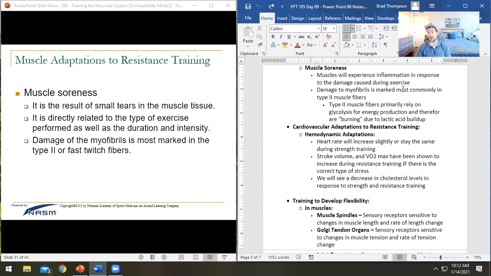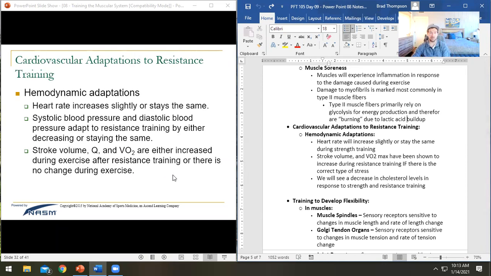Your type 2 fibers, on the other hand, absolutely do. They're also much larger in size. Because they are larger in size, there's more cellular fluid. Because there's more cellular fluid, they are relying primarily on glycolysis. What's our byproduct of glycolysis? Lactic acid. So there's a lot of lactic acid buildup with type 2 training. Versus type 1 training, where that lactic acid gets burned up as fuel really quickly, so it doesn't have any chance to stick around. So type 2 muscle fibers rely on glycolysis for energy production, and therefore they are burning more due to that lactic acid buildup that we experience.